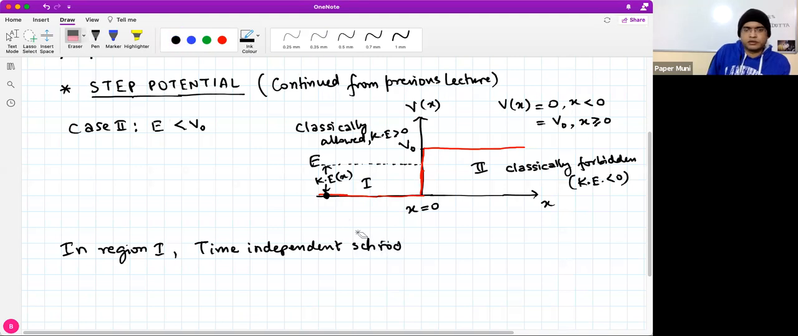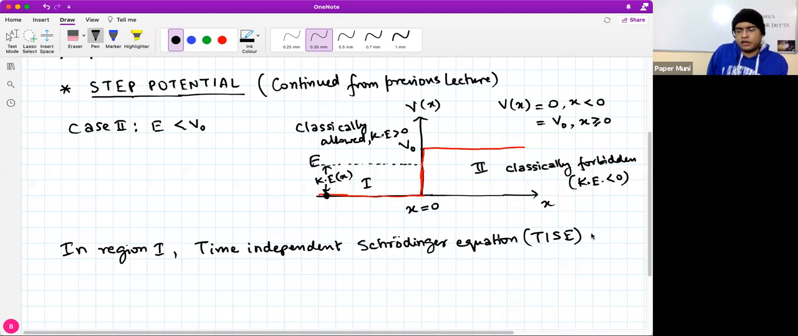Okay, so the time independent Schrodinger equation. I'll write it as TISE from now onwards. We'll write down the Schrodinger equation in the region defined by x less than 0.